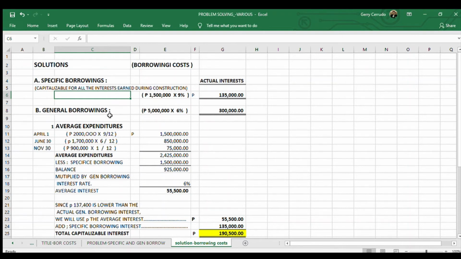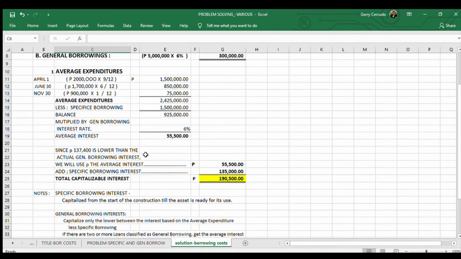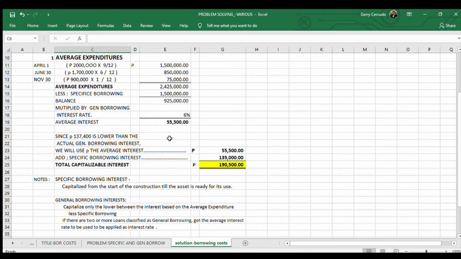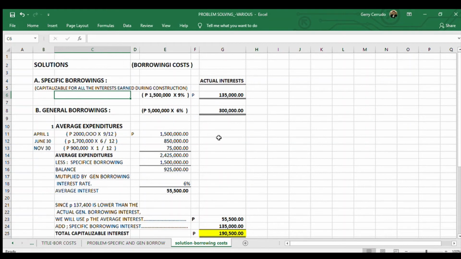No, not yet. Let's see muna, no? Ang sabi, the rule is that we really have to know, sabi dyan, kung ano yung lower balance between the actual and the interest based on the average expenditure. So, kunin natin yung average expenditure.